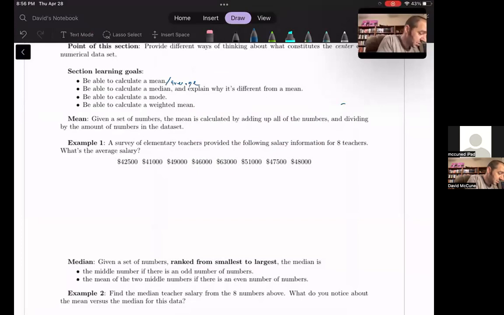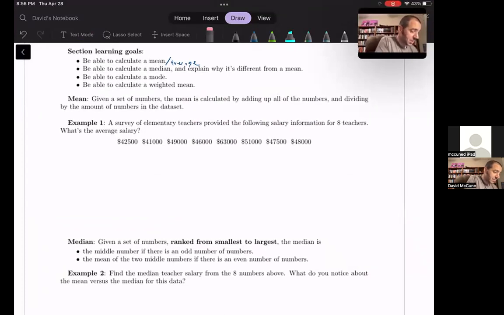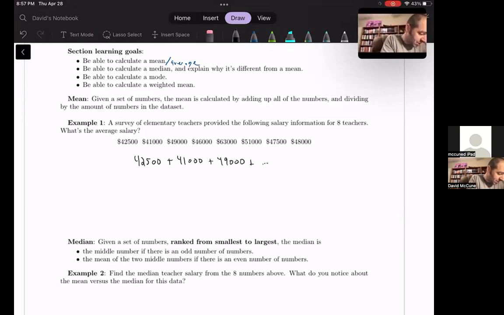Okay, so let's start with the average. So given a set of numbers, the mean is calculated by adding up all the numbers and then dividing by the number of numbers in the data set. So in this first example, what is the mean? Well, we take 42,500, add it to 41,000, add it to 49,000, and so on, dot, dot, dot.